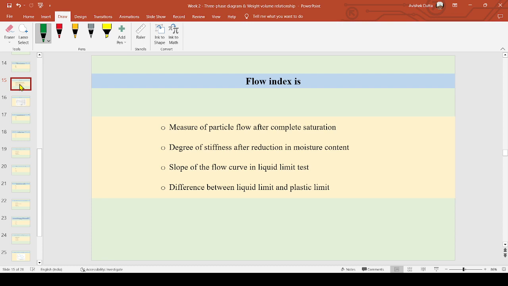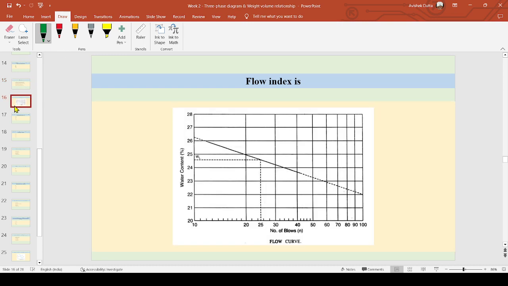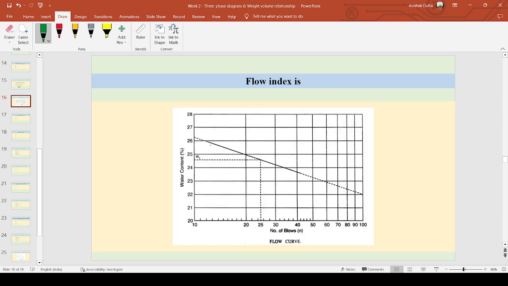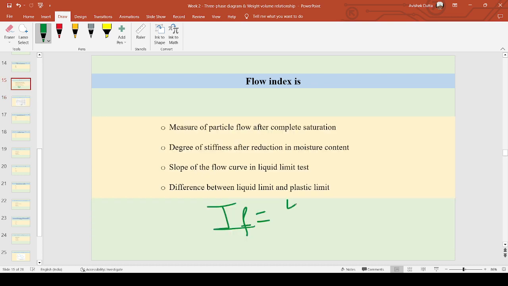What is flow index? Slope of flow curve in liquid limit test. Yes, in the liquid limit test, as I have said previously, this is the flow curve, and flow index is the slope of the flow curve. If this flow index is IF, then slope means change in y by change in x. This is from W1 to W2. It will be W1 minus W2. Initially it is more, finally it is less.